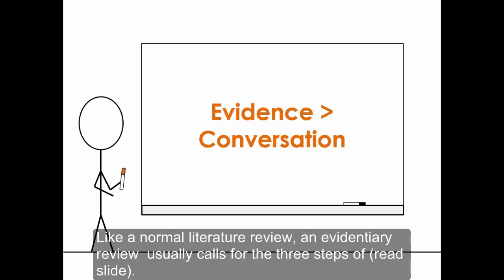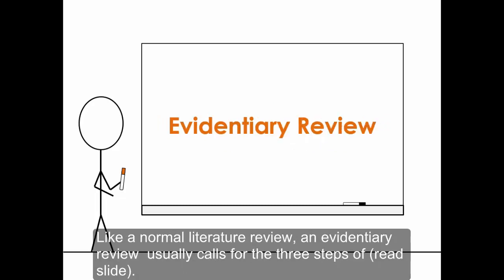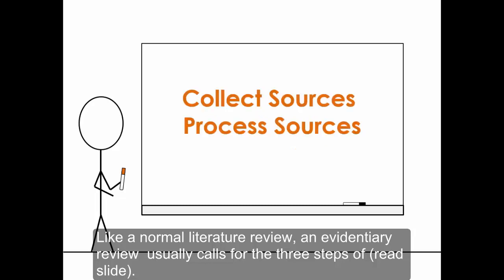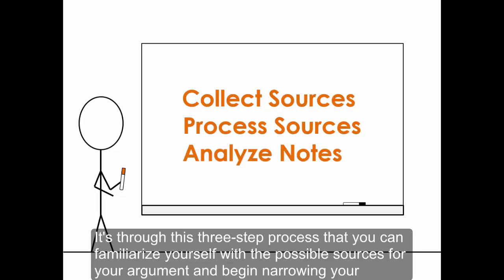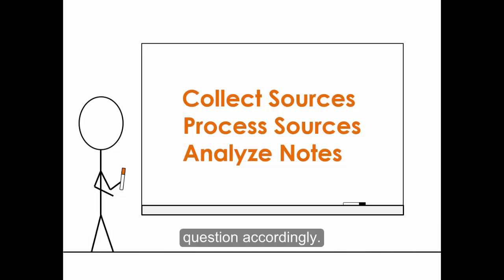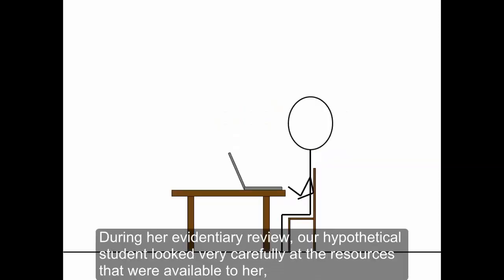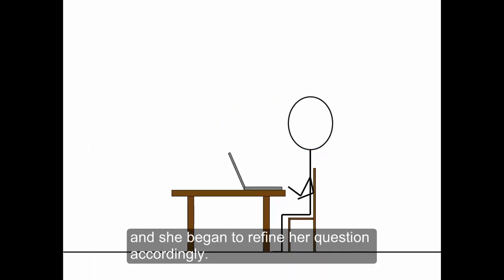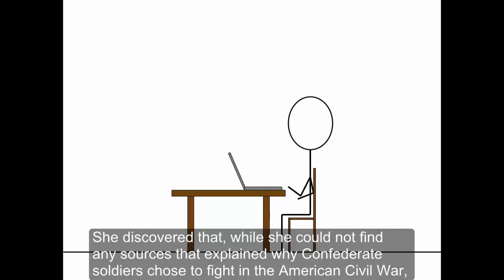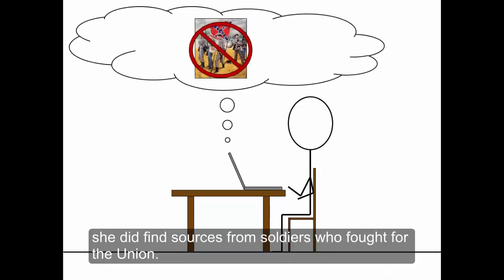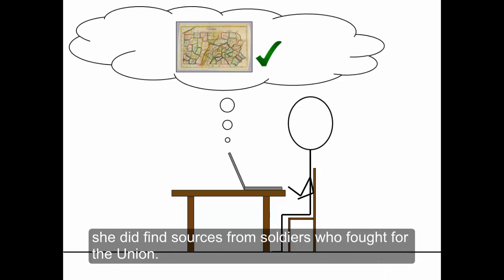Like a normal literature review, an evidentiary review usually calls for the 3 steps of collection, processing, and analysis. It's through this 3-step process that you can familiarize yourself with the possible sources for your argument and begin narrowing your question accordingly. During her evidentiary review, our hypothetical student looked very carefully at the resources that were available to her, and she began to refine her question accordingly.